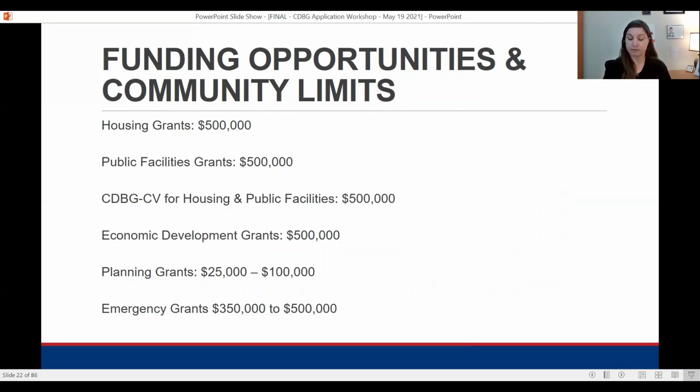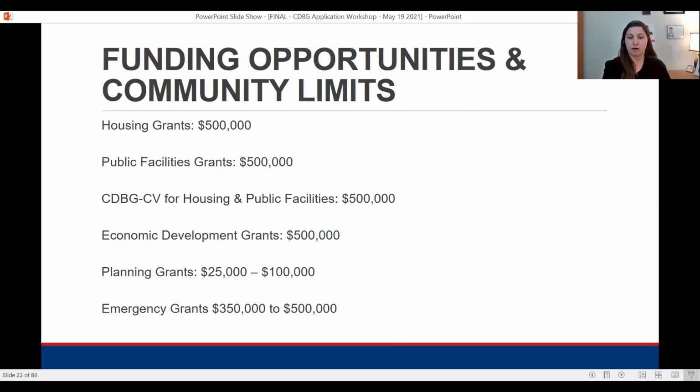So today we are going to be focusing on the Housing and Public Facilities formula program that we typically run, as well as the CDBG-CV funds that are going to be available to housing and public facilities projects for this July round. But the CDBG program also has a number of other programs, which include economic development, planning, and emergency grants, as you can see here.